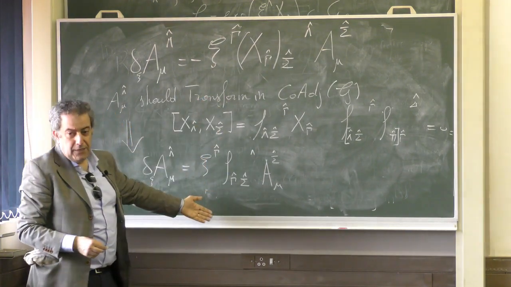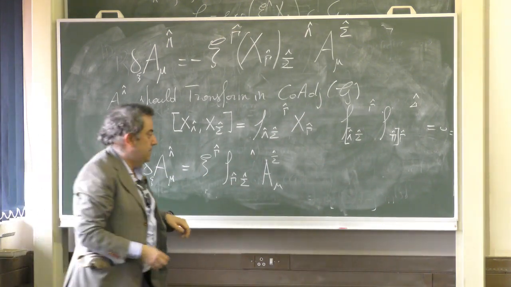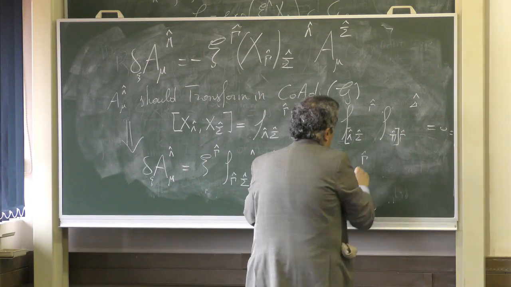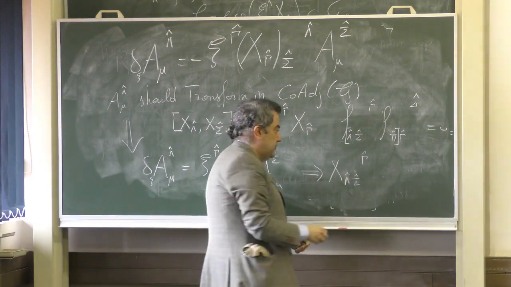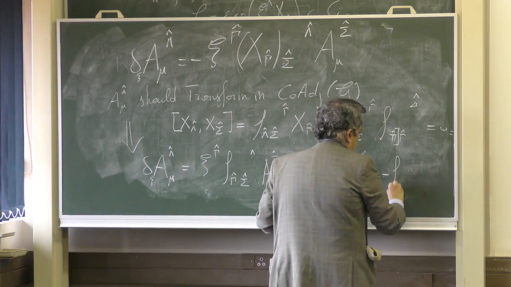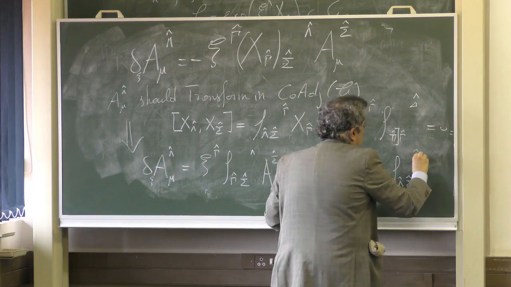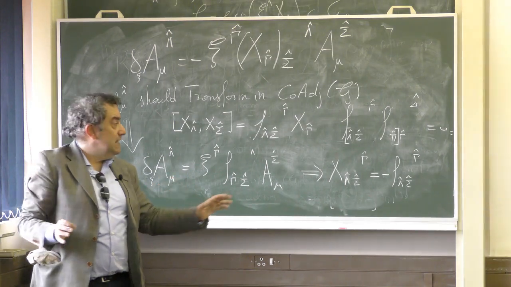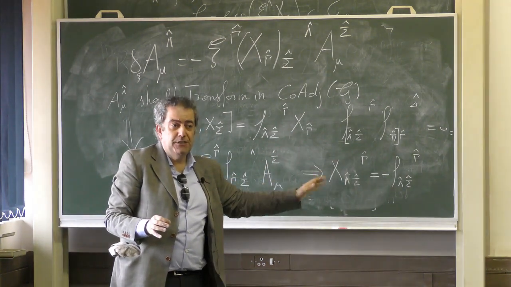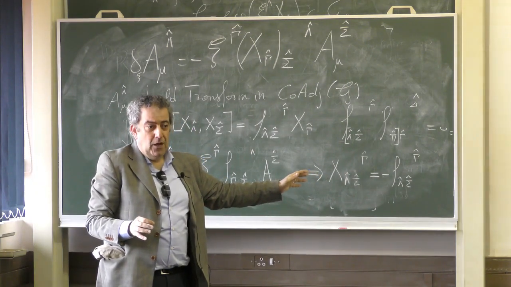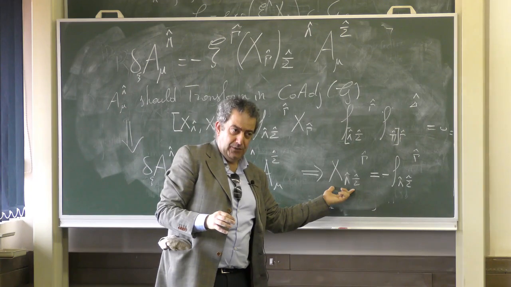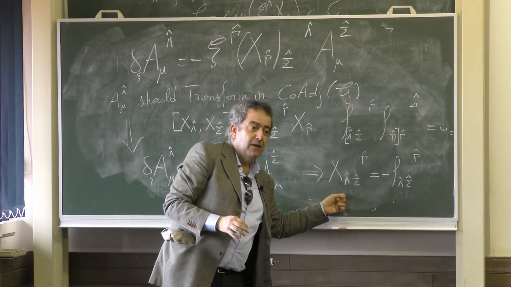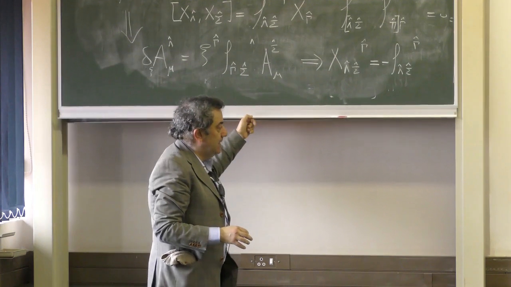Let's compare these two. They should hold for any A or for any ψ. So this implies that X_{Λσ}^γ is equal to minus f_{Λσ}^γ. So this condition doesn't hold for any subgroup G of the global symmetry group of the Lagrangian. No. This poses a constraint on the possible choices of our gauge group. Only for those whose duality action on the electric field strengths is related to the structure constants in this way. Only those are eligible as gauge groups. The others are not.